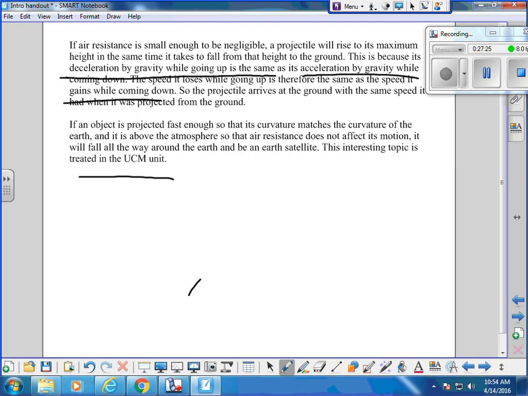If this is the curvature of the Earth and you fire a gun at the same angle as the curvature of the Earth, it will actually orbit.